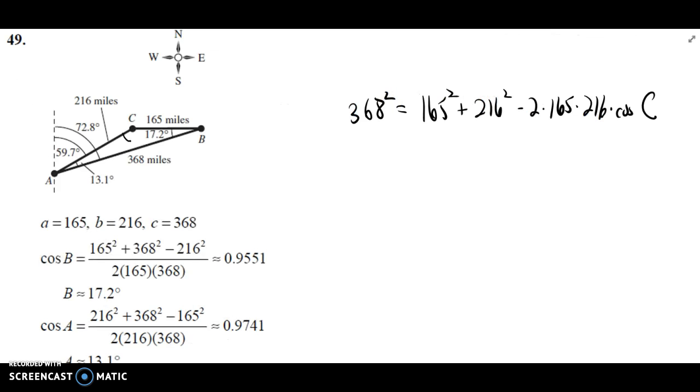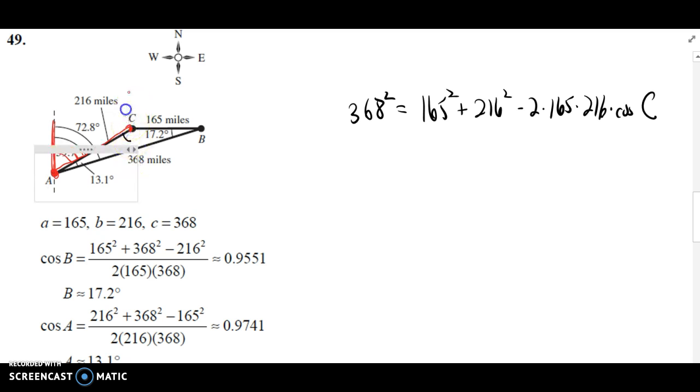Problem number 49. Our drawing looks something kind of like this. And there's more numbers in here because some of the calculations have been done, but you have the lengths of 165, 216, and 368. We're trying to find the bearing from point A to point C. In other words, from here up to that point, you're not going north, you're rotating to the east of north, so we're trying to find that angle.